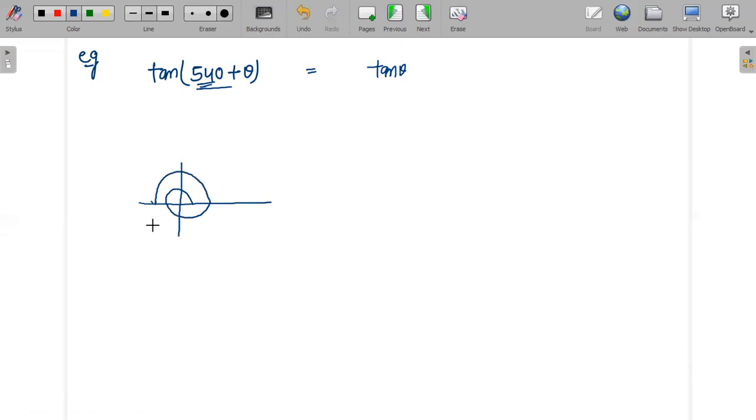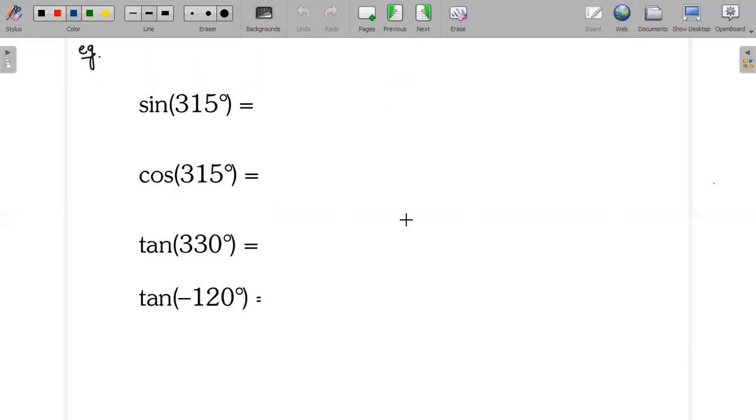So 540 plus theta, that means you will be somewhere there in quadrant number 3. In quadrant number 3, your corresponding tan function is what? It is positive. So you have to open your result with a positive sign. Let's try some more couple of questions which will help you to understand or to grip your concept.